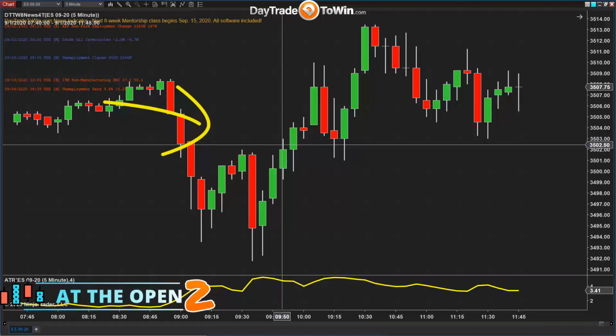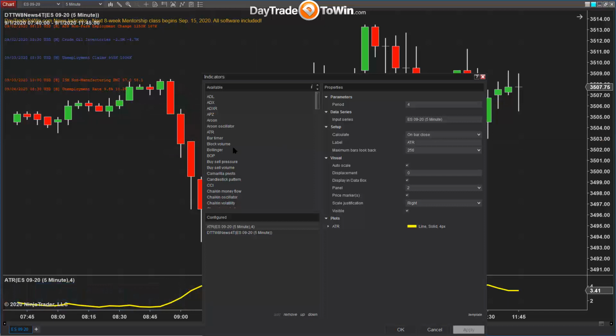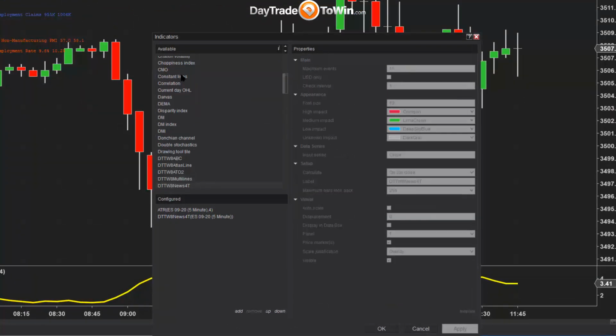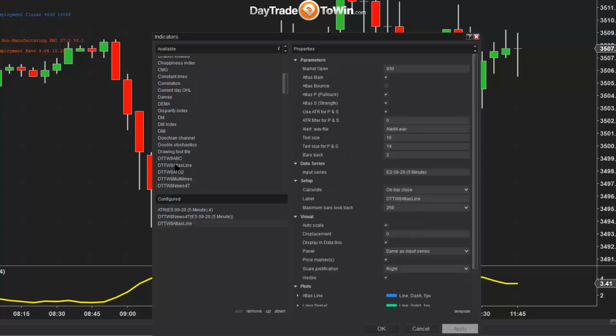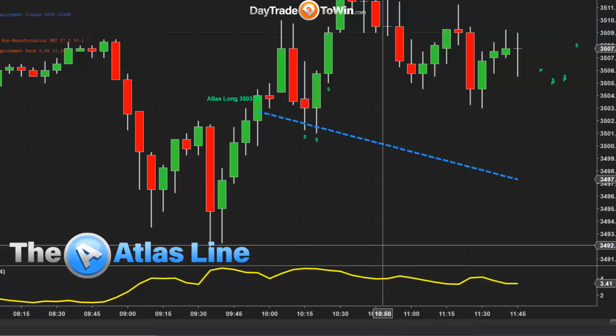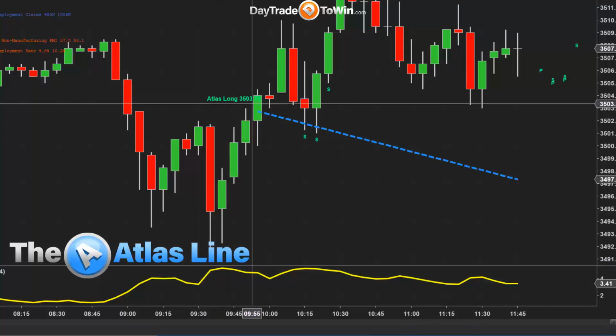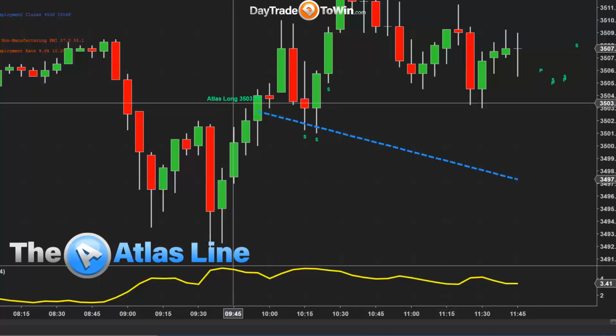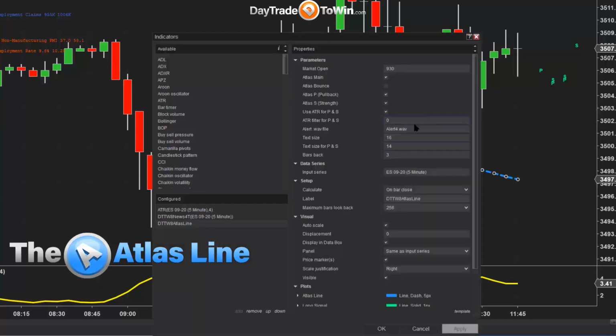Okay, next we have the Atlas line. If I add the Atlas line here to the chart, again, right click on the chart and choose the DayTradeToWin set of indicators. We're going to go here now to the Atlas line. The same thing, my start time would be 9:30, my time zone where I have the software set up. And so the Atlas line long signal at 3503.75 to go long. If you can see that there, let me actually make that a little bit bigger so everybody can see that.